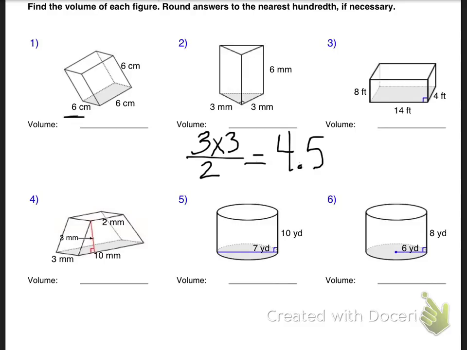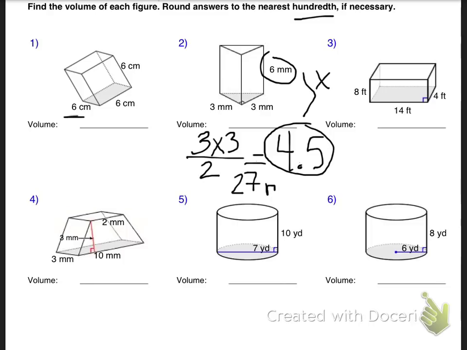So that's our triangle. But now we need to multiply the area of the base by how deep it goes. Notice it says in the directions that we can round to the nearest hundredths, so we don't have to round it yet. So we're going to do 4.5 times 6, and it comes out to 27 millimeters cubed, or again we say cubic millimeters.